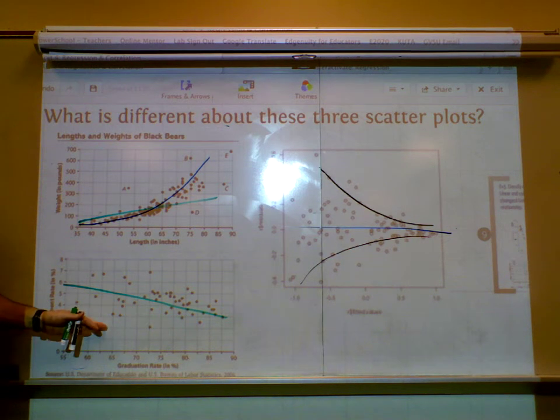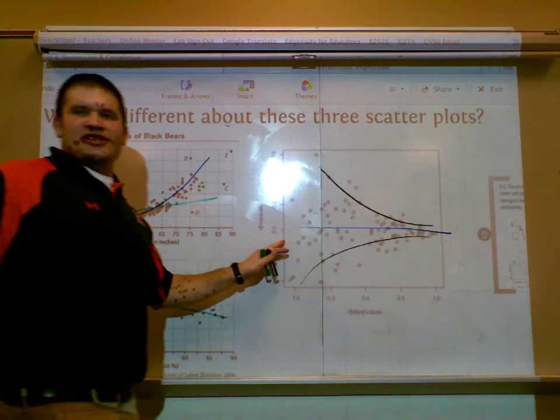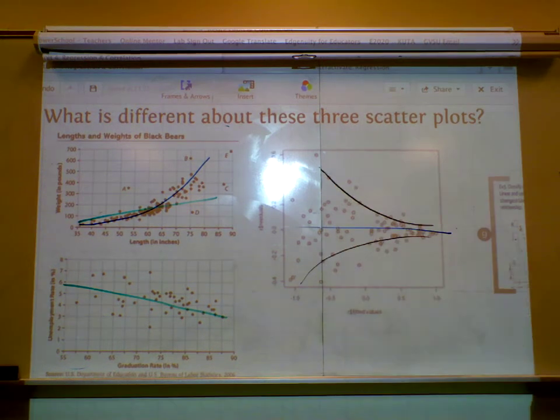Is this one linear? I think this one and this one, Maddie, have a lot in common. You're probably saying they do not. This one looks like a funnel. That one just looks like points spread all over the place. I think they have some things in common.